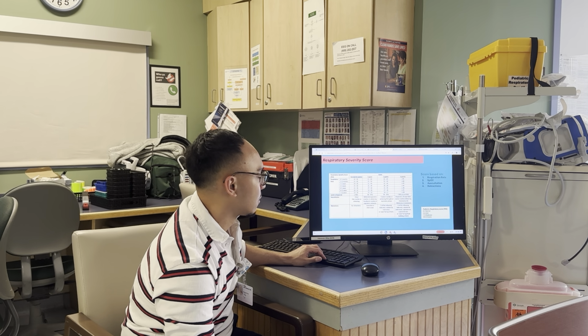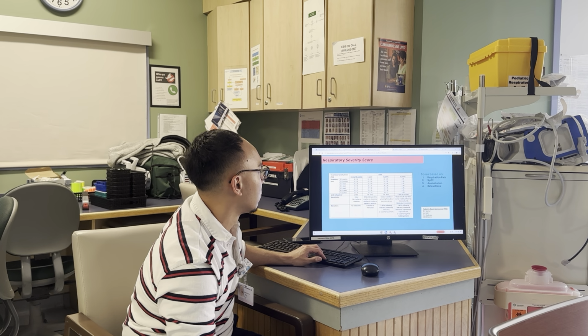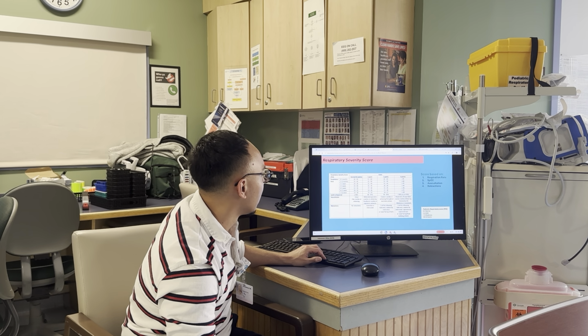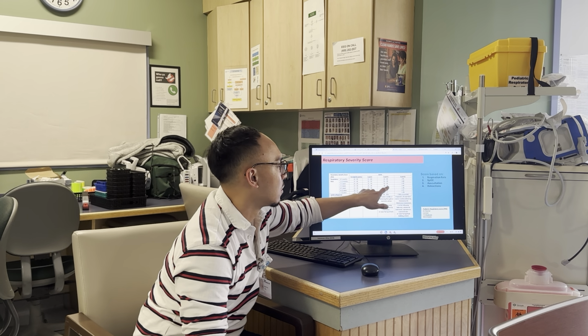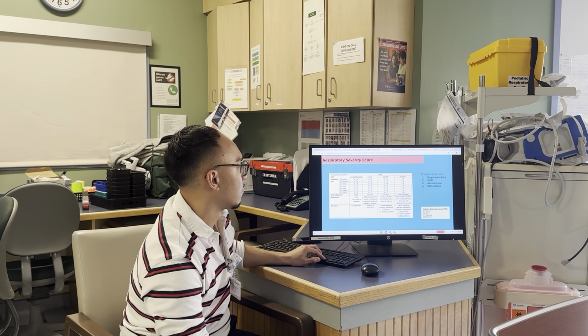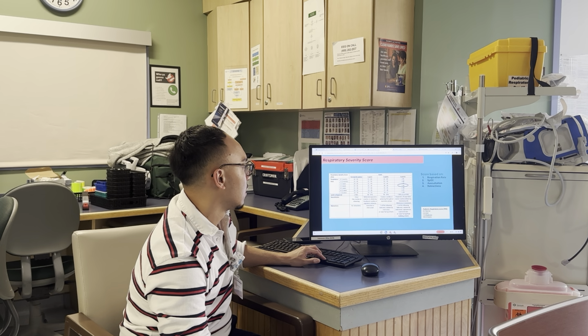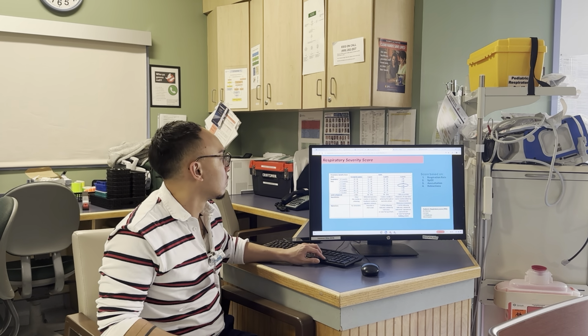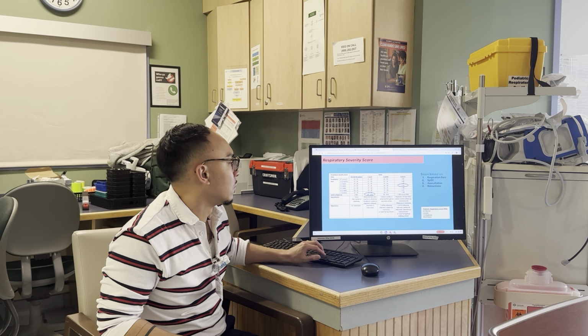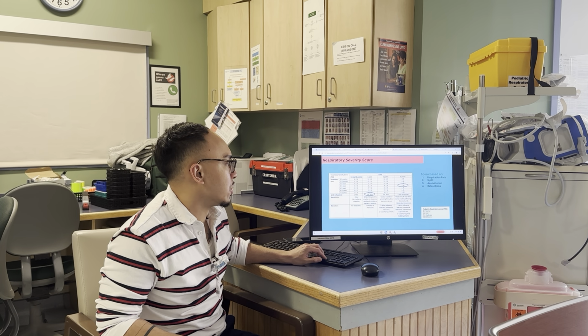So RSS, what's our respiratory rate? 45, and she was 3 years old. So that puts her at 3 points. Nicely done. What's her pulse ox? 94 on room air, so that's 1. Nice. Auscultation?